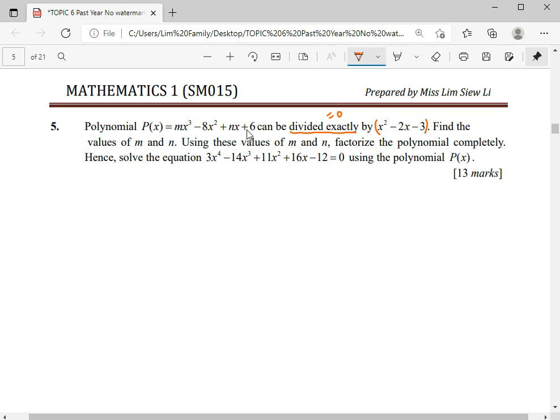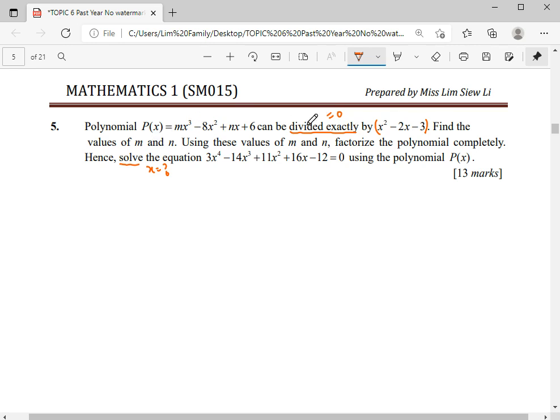So this divisor we can factorize and find out what our x value is. Can divide exactly means this is also our factor. Using this information, our first task is to find m and n. Then use this m and n to continue to factorize completely and solve. Solve means find out what our x value is for this polynomial to the power of 4 using p(x). So we go for the first task.